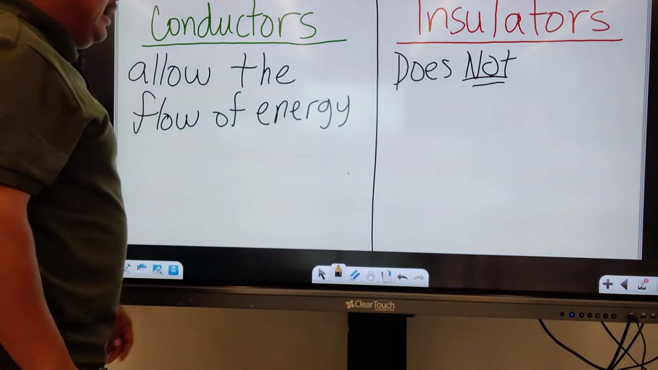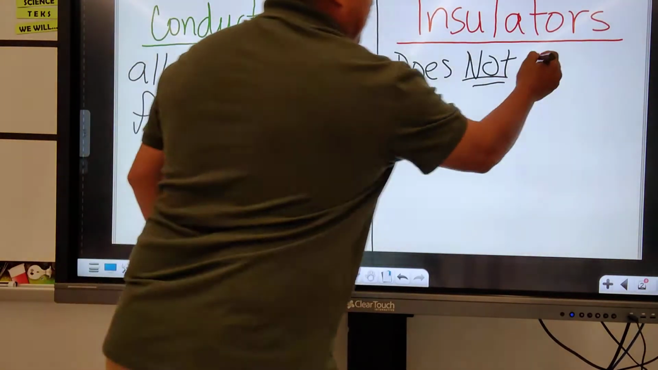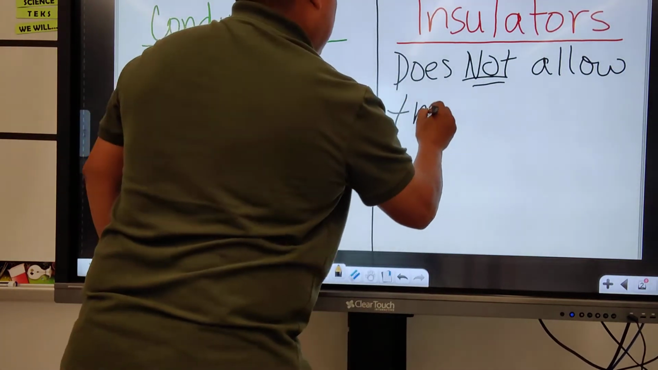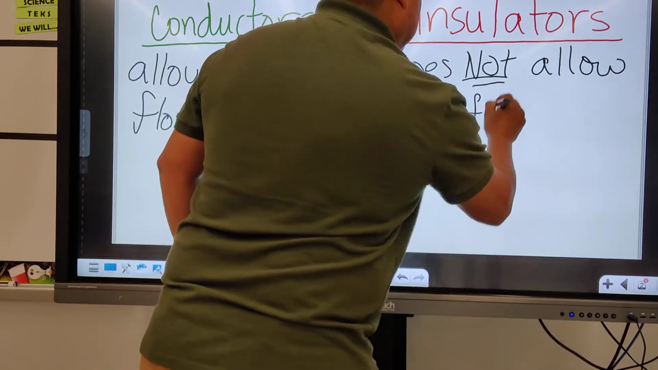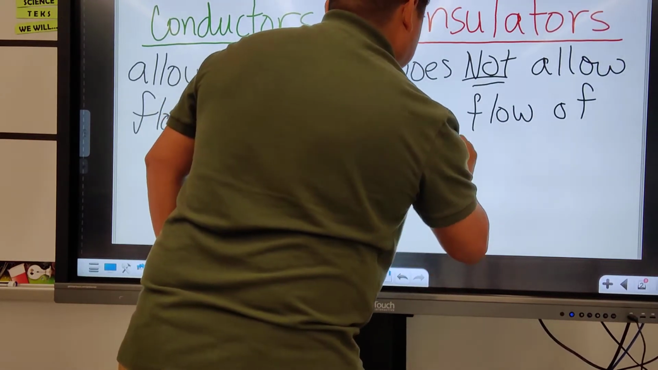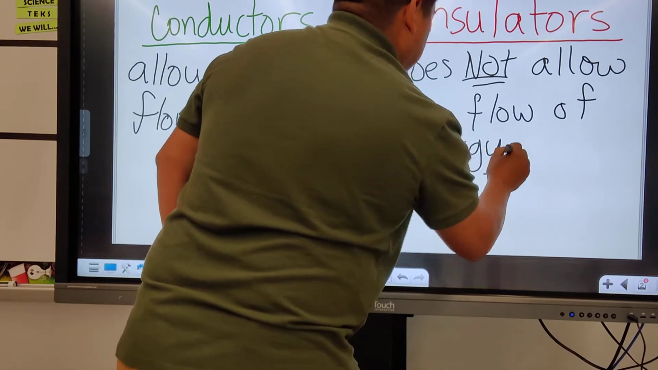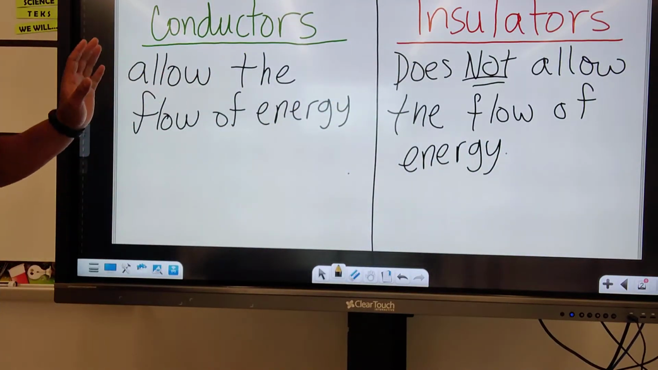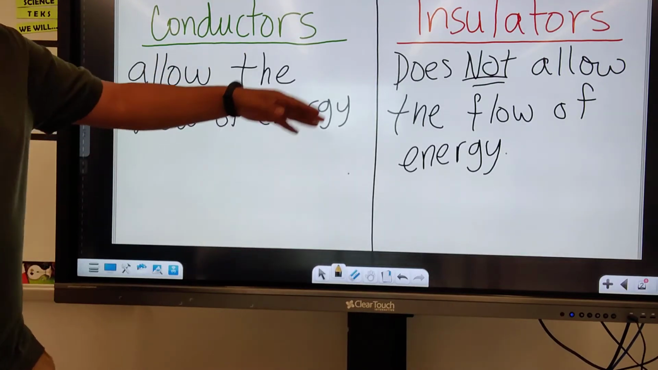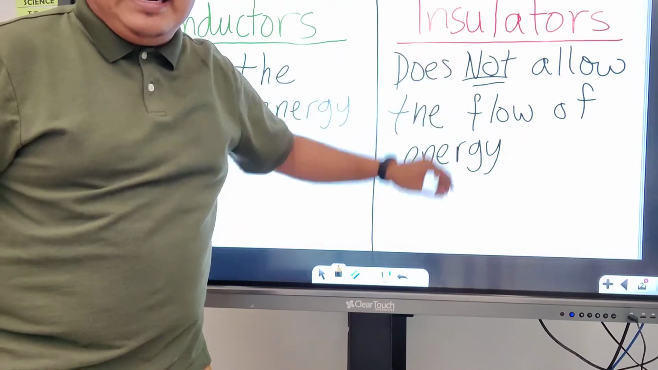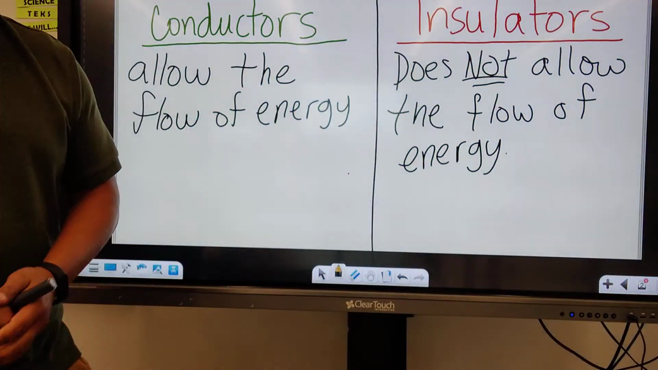Not be my keyword, okay? Does not allow the flow of energy. Okay? And that's basically it. If you have a conductor, it allows the energy to flow through. If you have an insulator, it does not, okay? Does not allow the energy to flow through, okay?